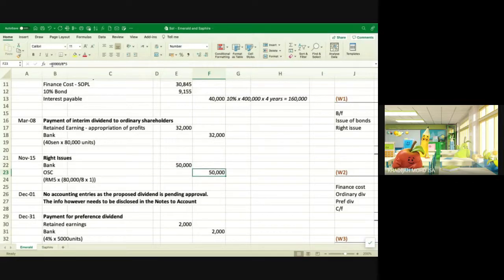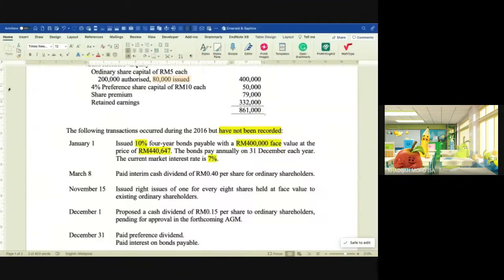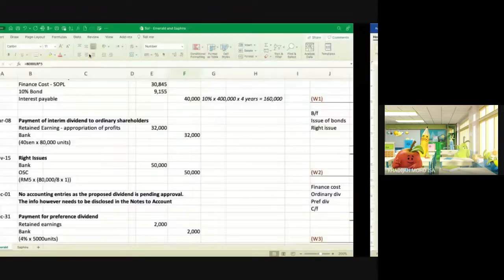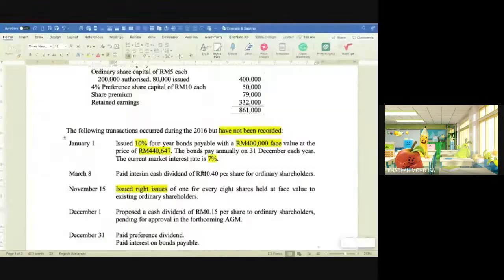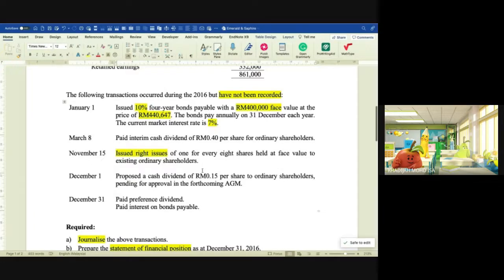So okay, this one is the rights issue. Rights issue means that it says not bonus issue. It says that it's the rights issue. Rights issue means that you pay at a lower face value, but never mind. So debit your cash, this one is the issue of rights issues. So debit your cash, credit your ordinary share capital of 50,000. Are you clear on this? November 15?